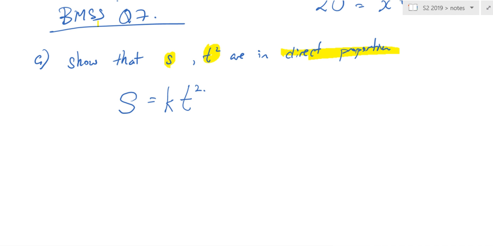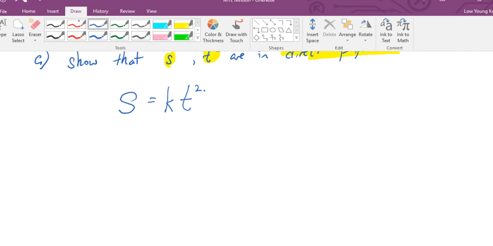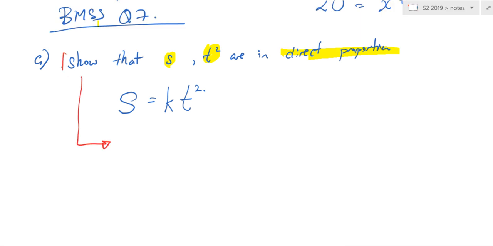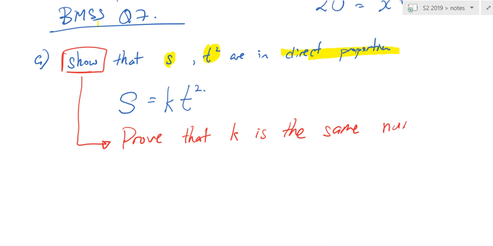Usually they will tell you they are in direct proportion. But in this case, how do you show they are actually in direct proportion? Put a number in. Very good. Can you write down the steps? To show, what you need to do is to prove that K is the same number throughout.